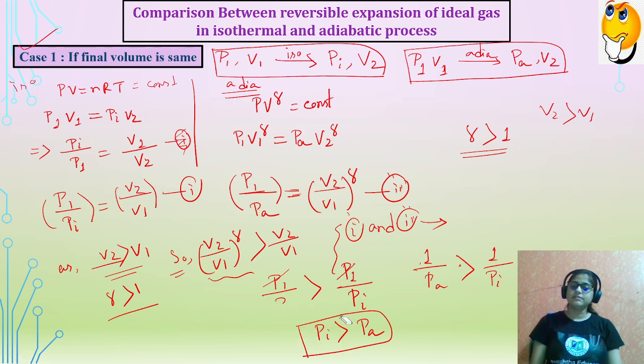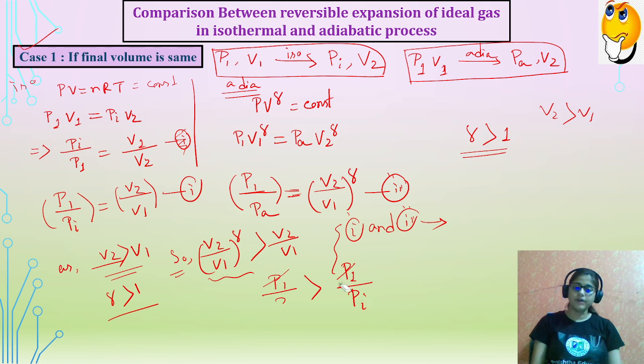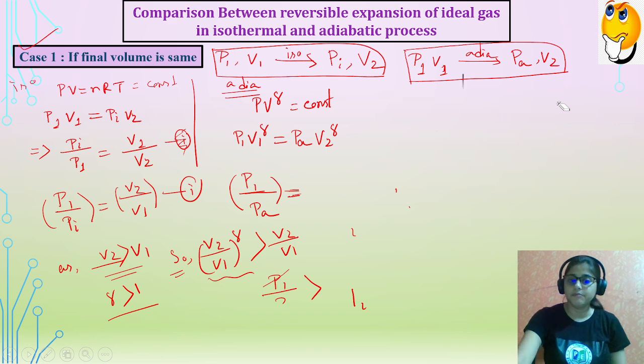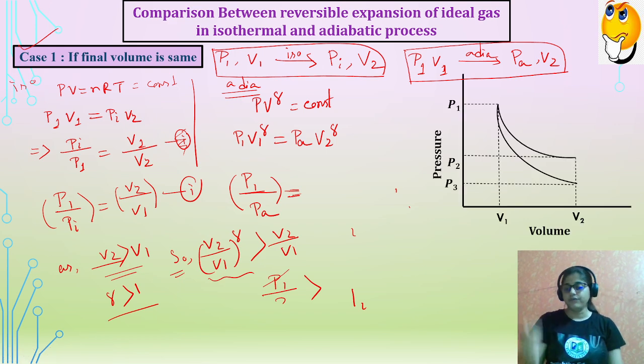So from this, how can we compare? We now know that the pressure of isothermal is greater than the adiabatic. But how can we apply this for comparison? Now we have to plot the graph, right? So in the graph, we know that Pi will be greater than Pa.